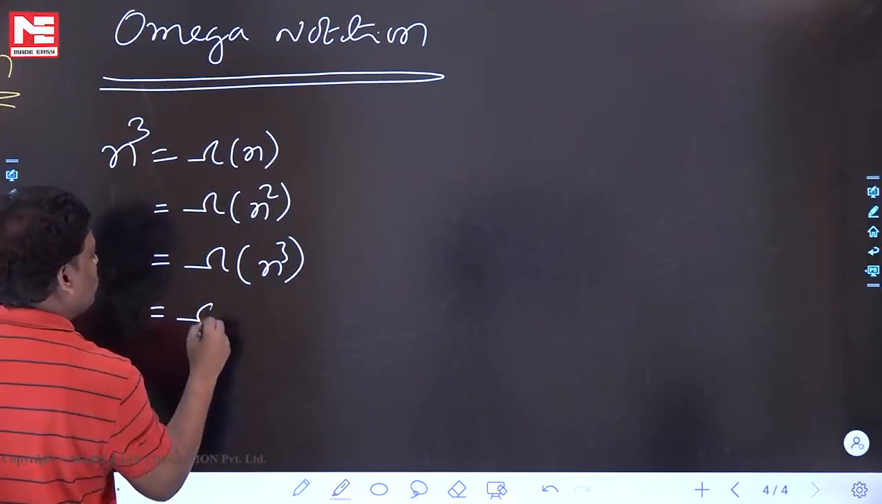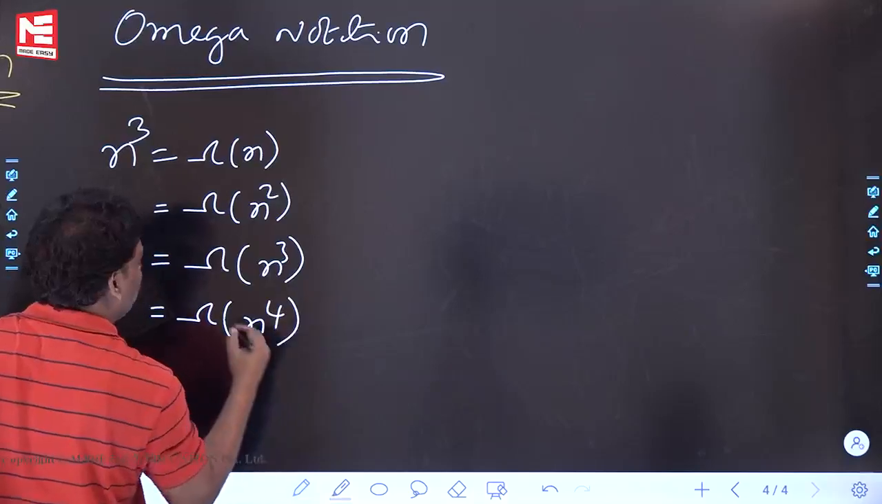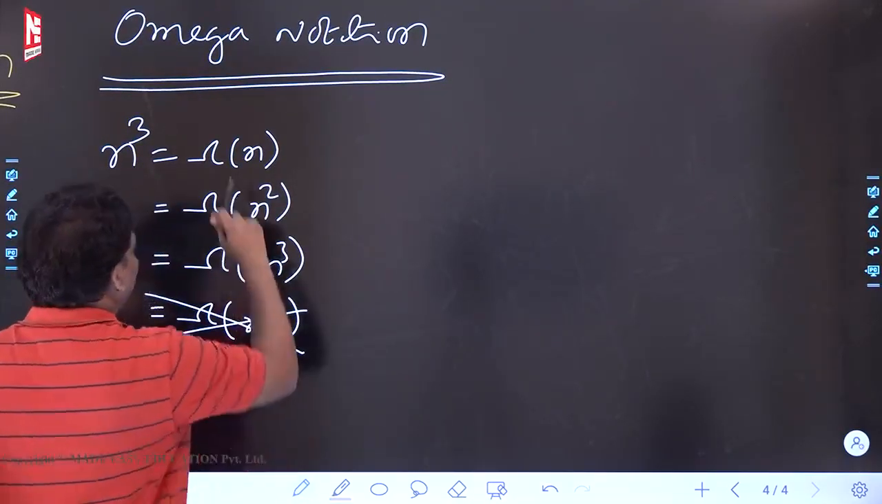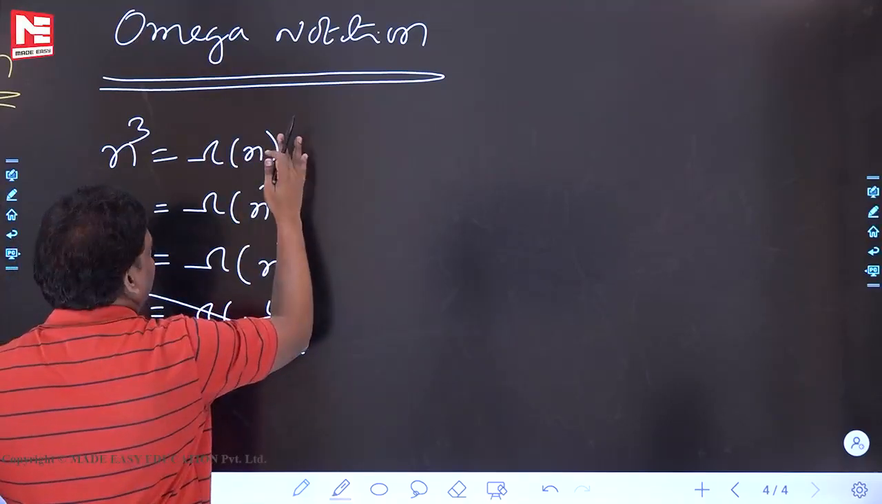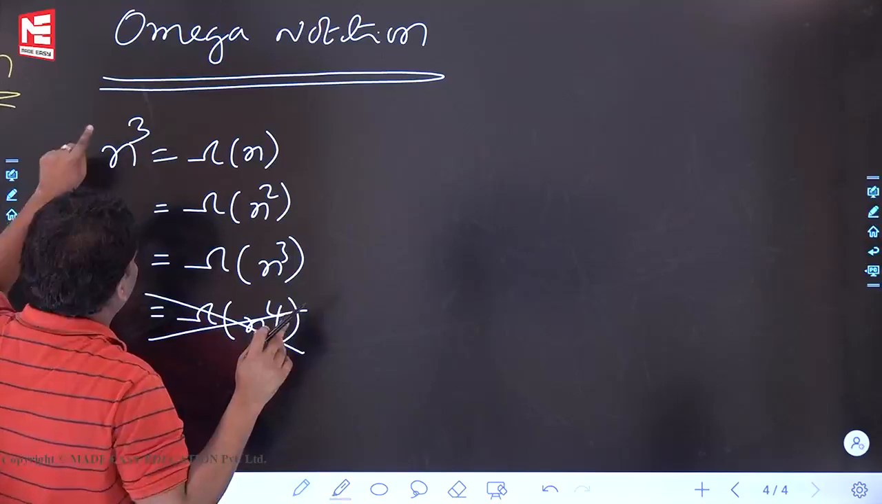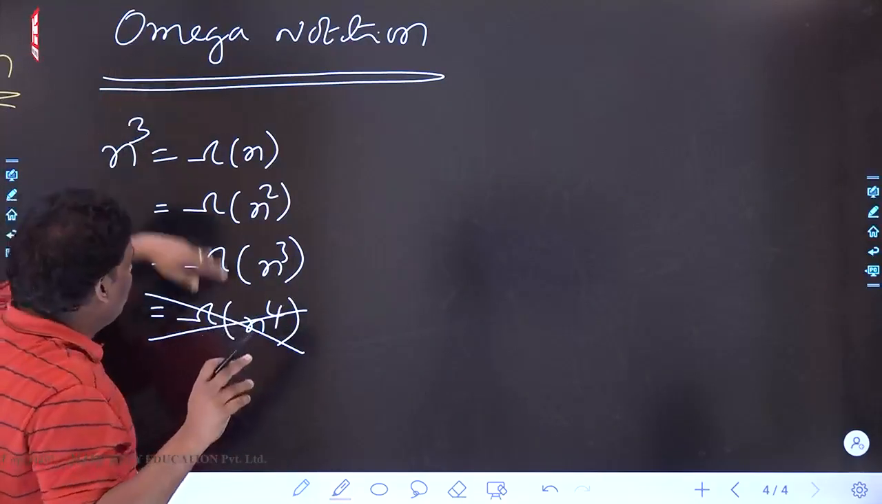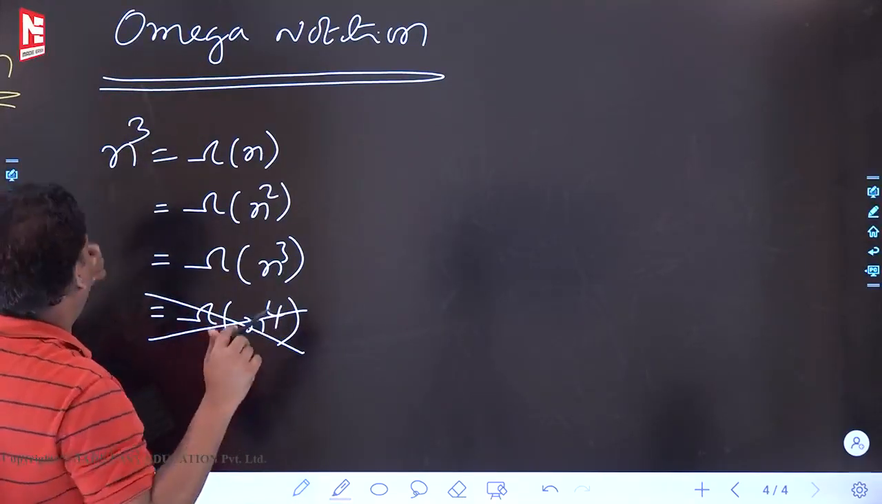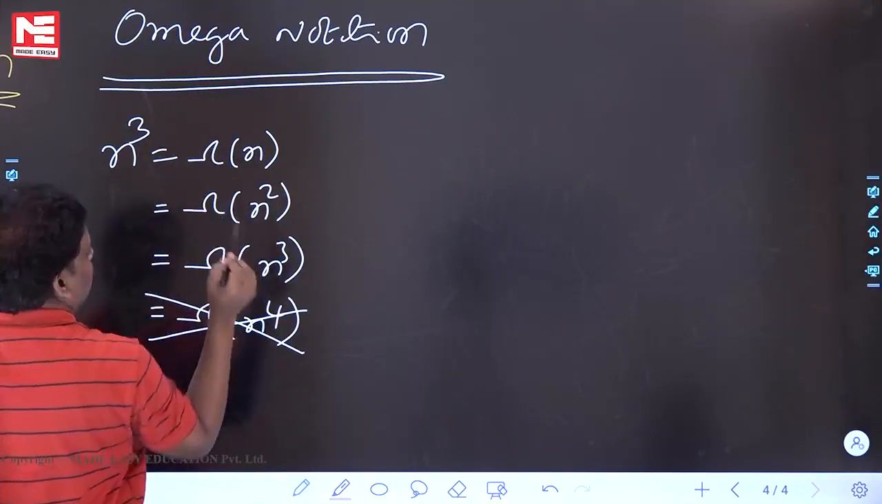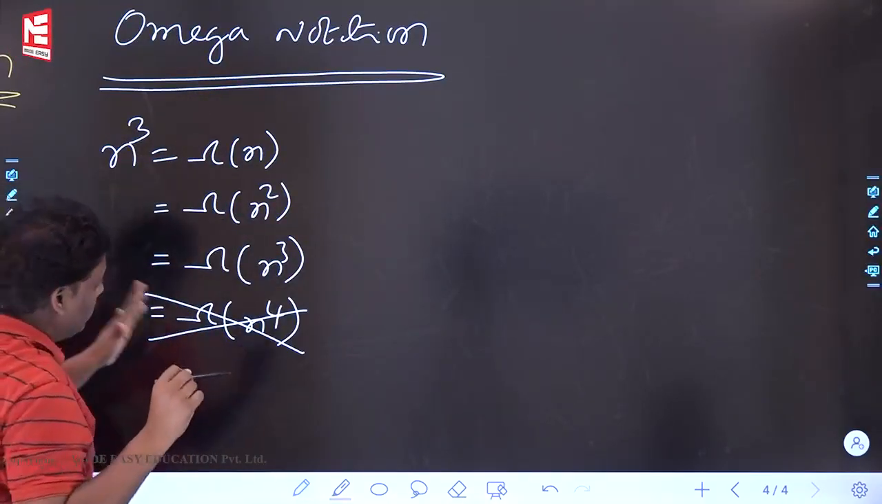Next one, n cube is omega of n power 4, wrong. In the omega notation, the right hand side will be smaller or equal, which is nothing but left will be greater or equal. In omega, left will be greater or equal. If you want, you can check this one. Left will be greater or equal.